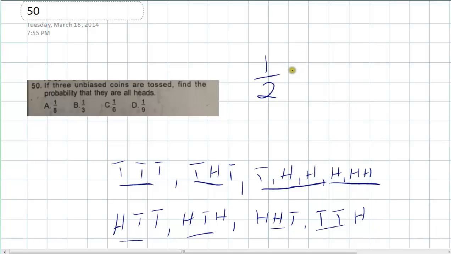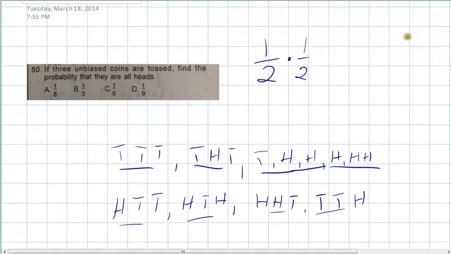If you have 2 coins and you flip and I tell you what's the probability of getting all heads, it's actually times 1/2 again. And so the thing is, the probability of getting all heads is 1 out of all the possible situations. And so that's why I listed them all out here. We have 8 possible situations, and the probability that they are all heads, well, there's only 1 of those occurrences, so 1 out of 8 would be my answer.